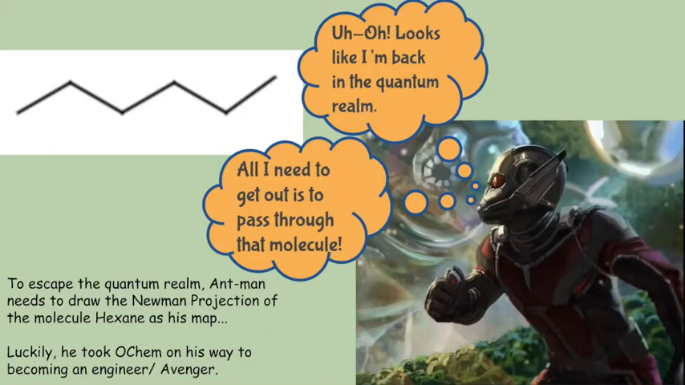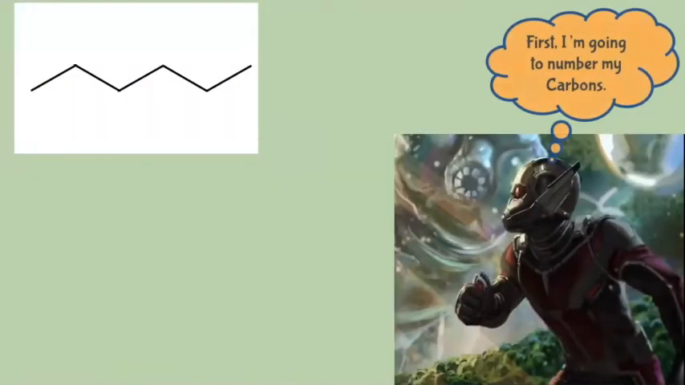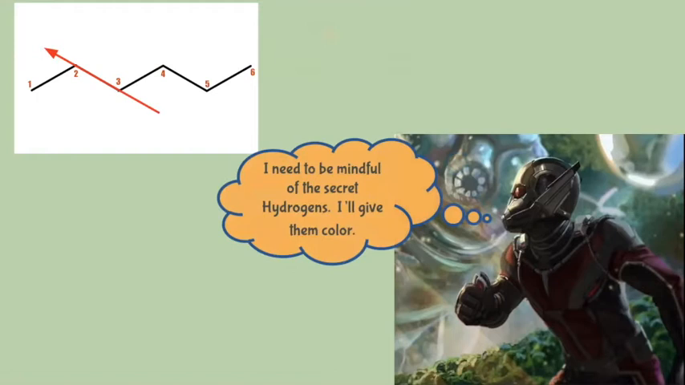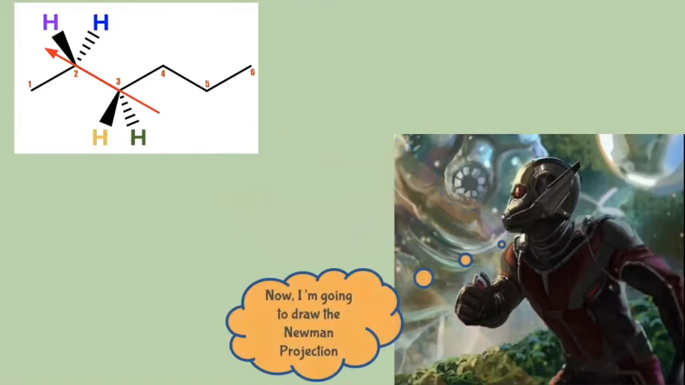Okay. Luckily, he took OChem on his way to becoming an engineer avenger. So first, I'm going to number my carbons. Oh, and then Oleana, you'll notice I've updated this a bit. I started to fix a few things, and then I started fixing more and more. But that's what's taken me so long. Next, I want to enter through carbon 3 and exit through carbon 2. So it's going to go through there. I need to be mindful of the secret hydrogens. I'll give them color: purple, blue, yellow, green.